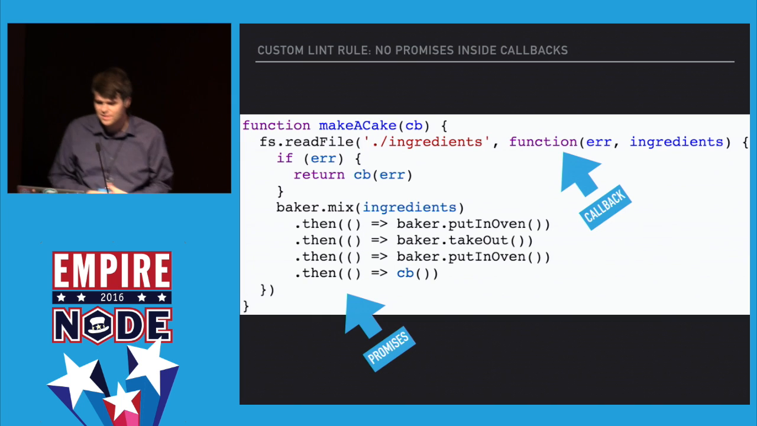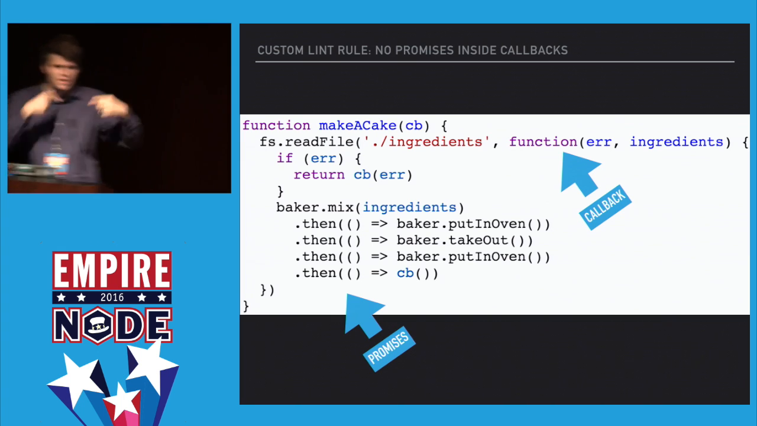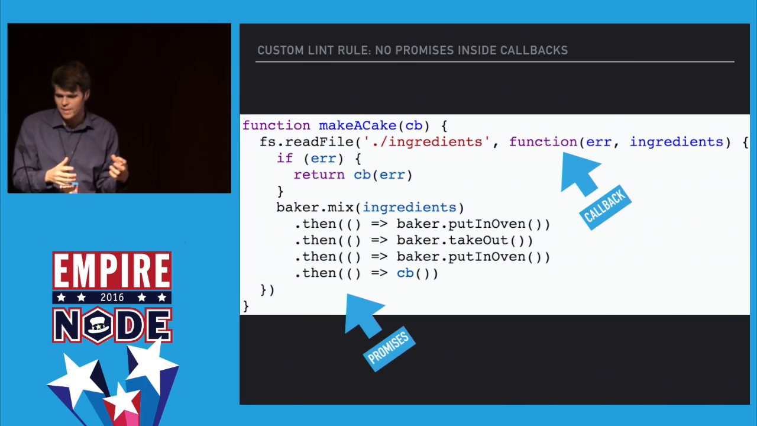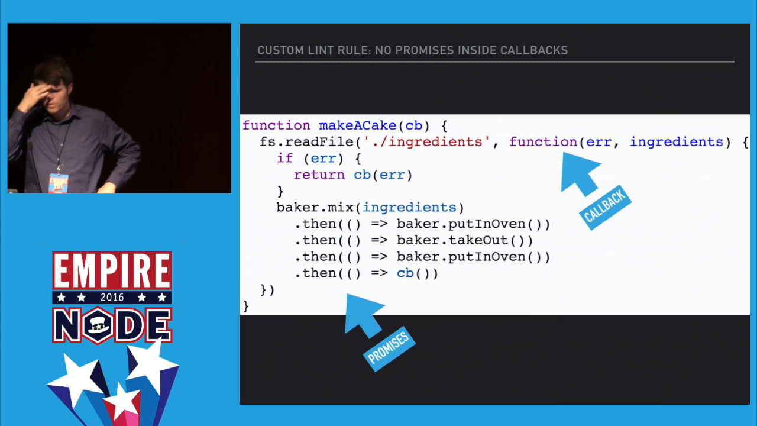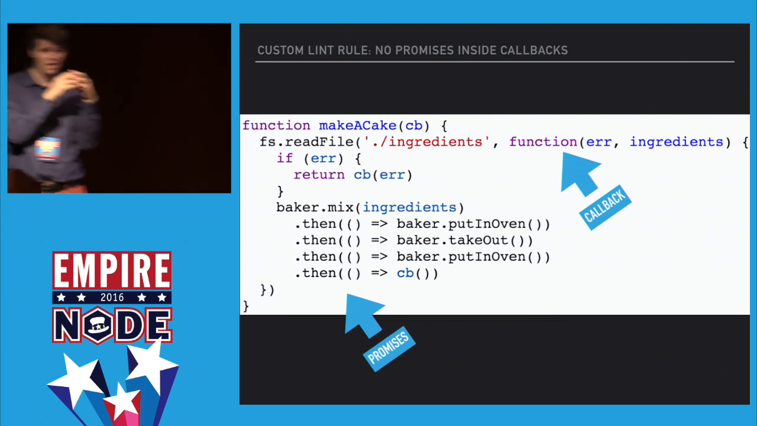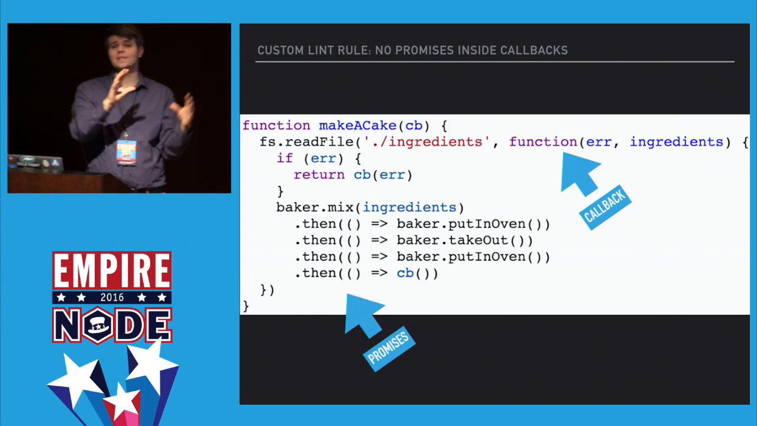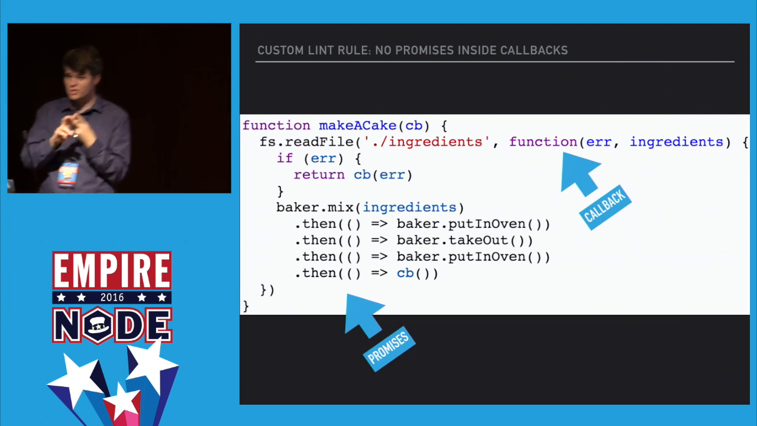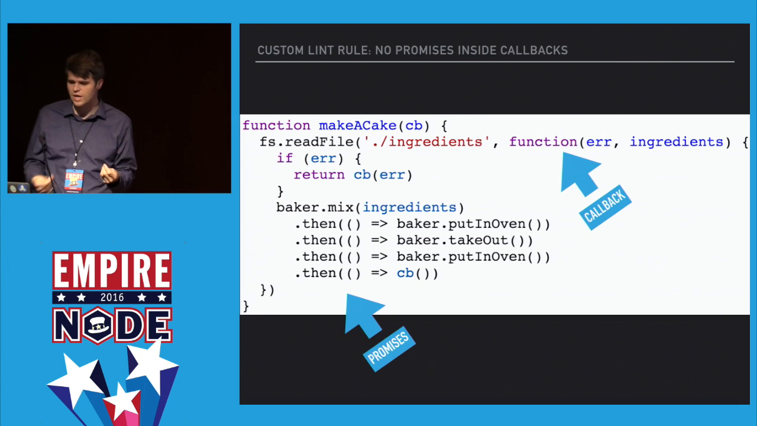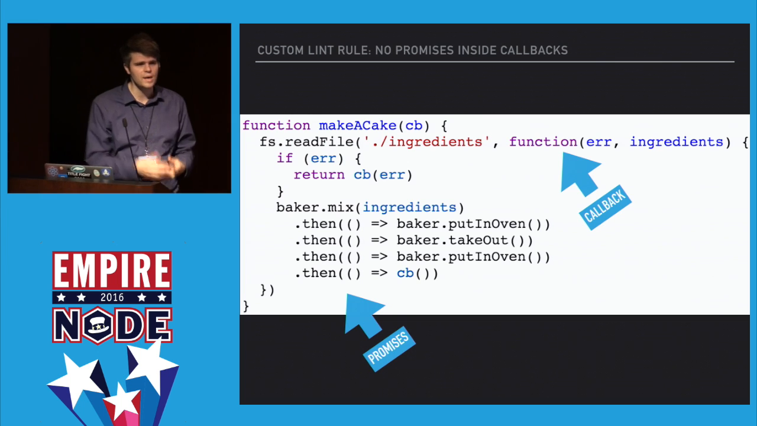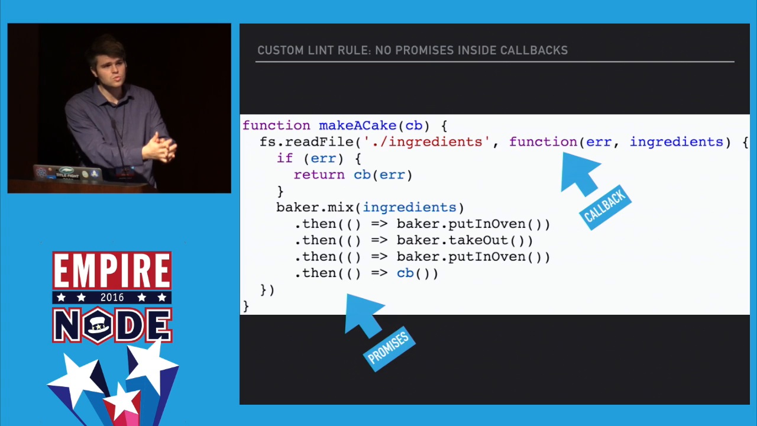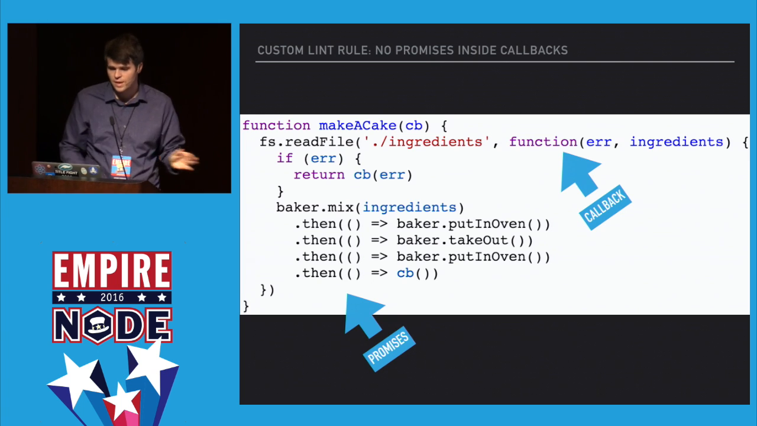Again, we've got callbacks at the top, promises at the bottom. So we need to think about this. We want to prevent this from happening. So how will we do it? Well, first we need to detect if you have a promise. And then we need to decide if that promise is inside of a callback. So just 2 steps. There's really 2 things that we need to check for in order to make this rule. Once we have this rule, it will be wonderful because we'll never make this mistake again.